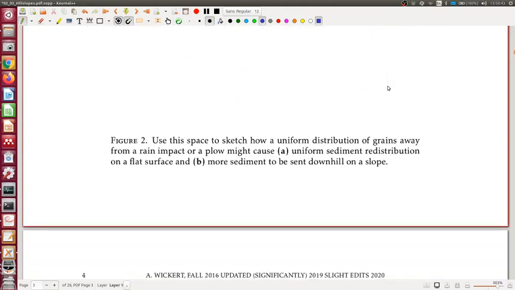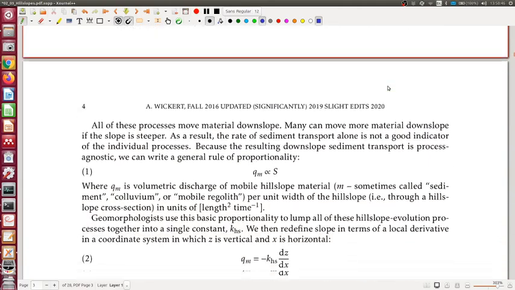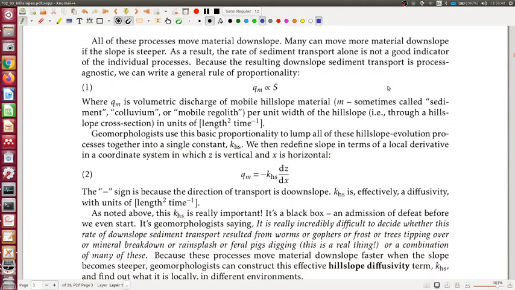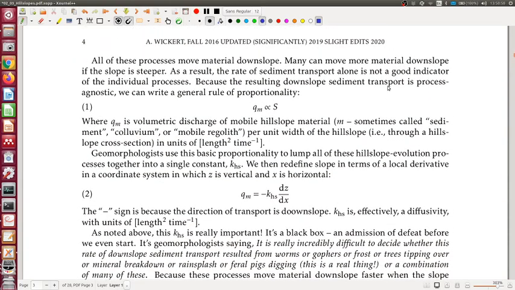So what this means is that there's a lot of equifinality, and equifinality means that multiple processes create the same overall results. So what this means in this case is that it doesn't matter whether it's a worm lifting the soil, frost lifting the soil, a plow disturbing the soil, rain splash scattering the soil, a burrowing animal kicking stuff downhill, there are many, many natural and human-created processes that lead to material moving downhill.